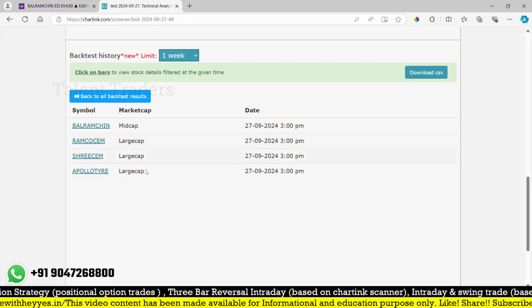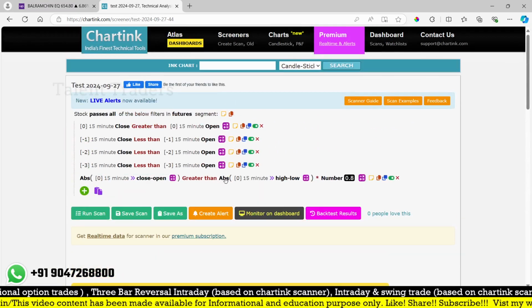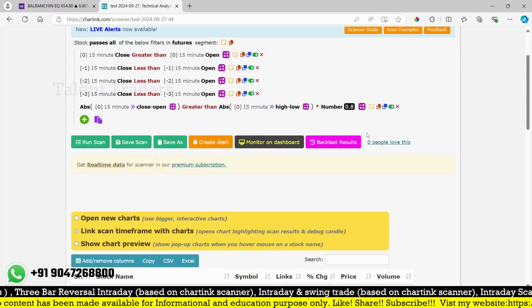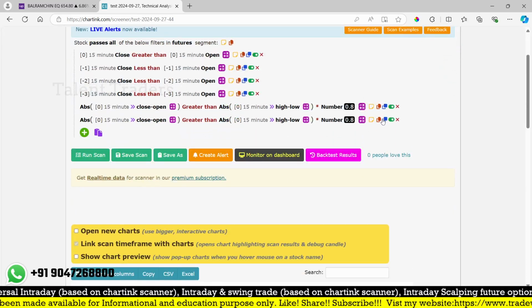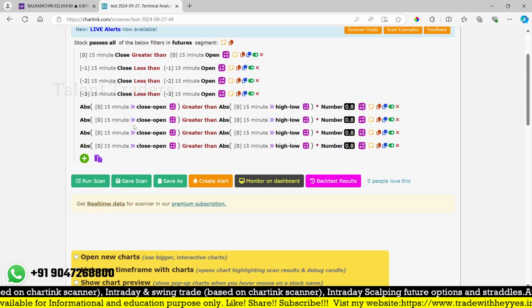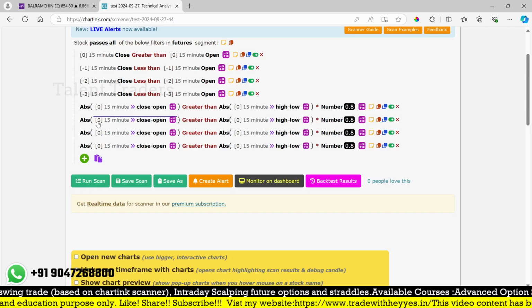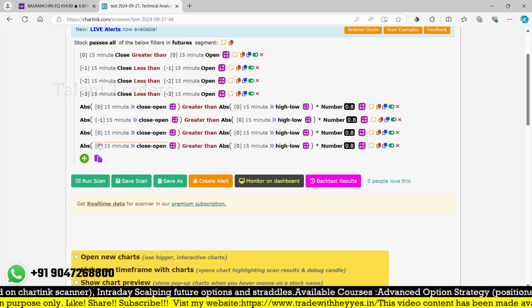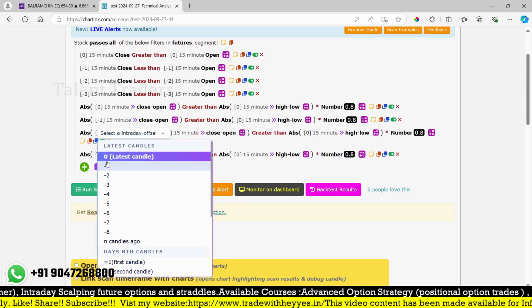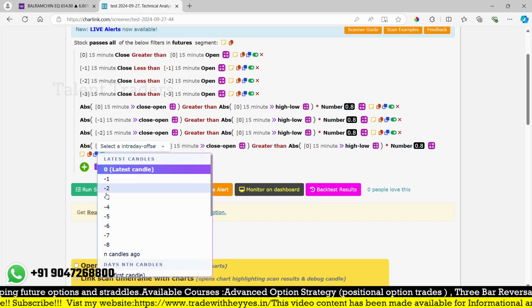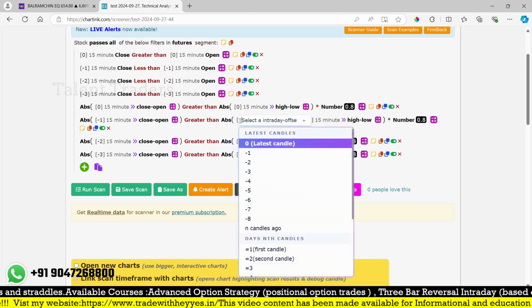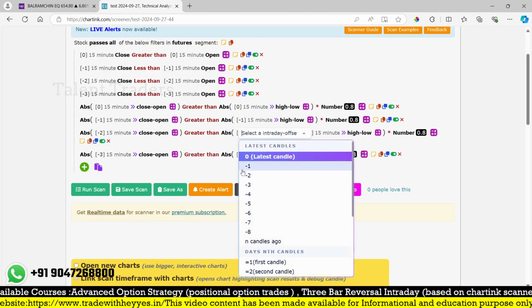This one is a hammer, but this one is a big bull candle which I found. So the same condition I am going to create for another three candles, like -1, -2, -3. Okay, something like that. We will use the -1 candle, the -2 candle, that we are going to add here, -1 and -2 and -3, and the same like that.